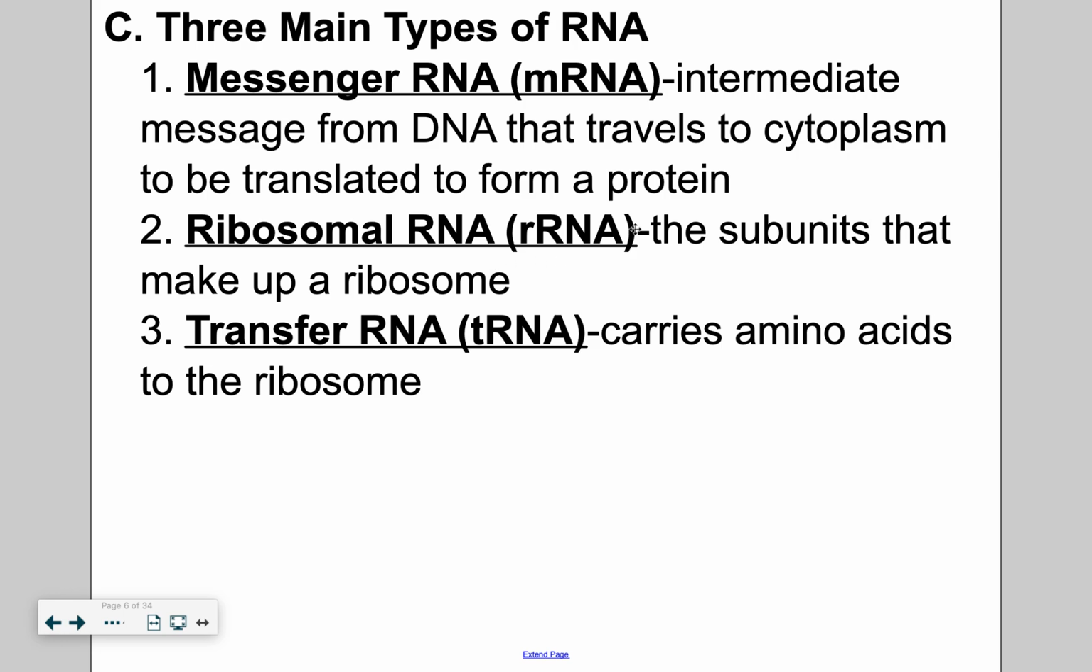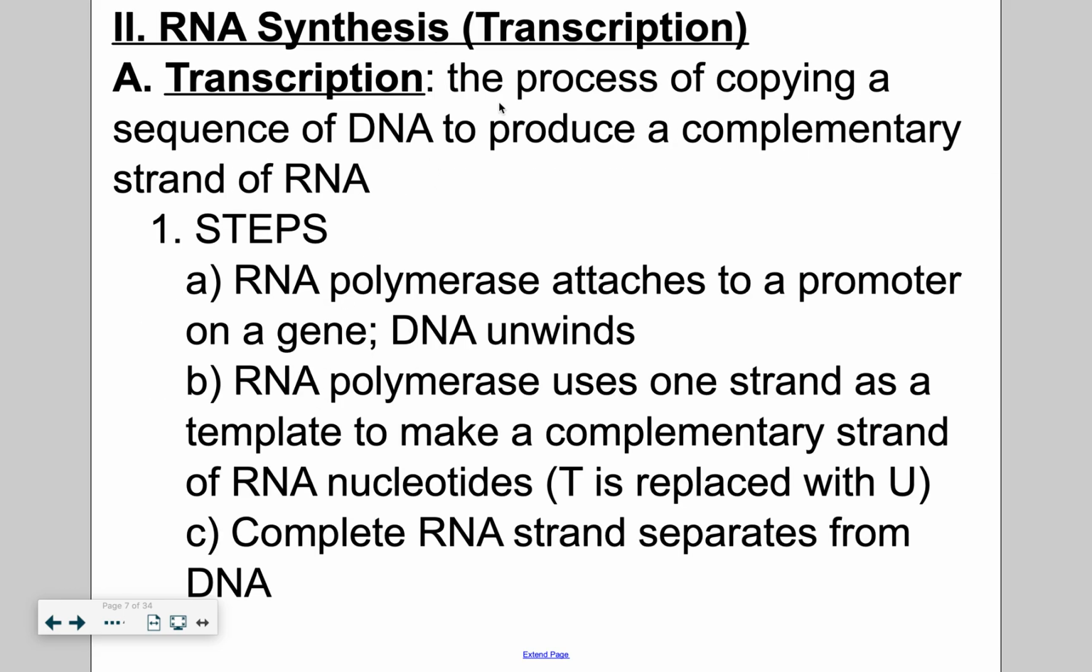And then when we talk about how proteins are made, we'll talk about ribosomal RNA and transfer RNA more in depth. So let's talk about how RNA is made, RNA synthesis. It is made through a process called transcription. Transcription is the process of copying a sequence of DNA to produce a complementary strand of RNA. It's very similar to DNA replication, except that we're not making DNA, we're going to make RNA. So here are the steps, okay?